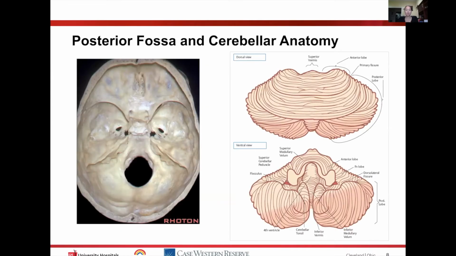So just to give a brief reminder of our posterior fossa and cerebellar anatomy, the posterior fossa is predominantly made of the occipital bone in the back here. That's our primary concern from a surgical standpoint, the foramen magnum, the opening at the base of the skull. And then within our cerebellum, you have these two little areas called the tonsils along the medial aspect of the cerebellum, just ventral to the cerebellar hemispheres.